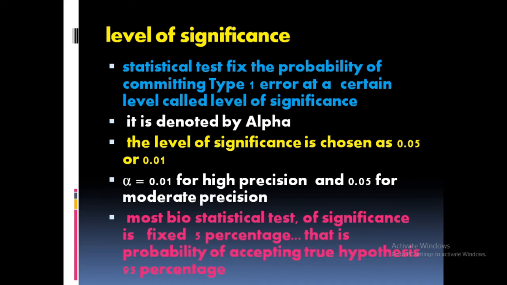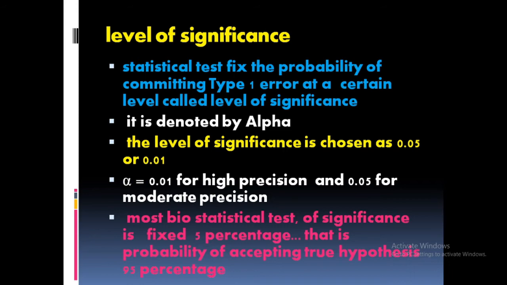Level of significance is chosen as 0.05 for moderate precision and 0.01 for high precision. In biostatistical tests, it is generally fixed at 5%. In most tests of significance, of which there are different types, the level of significance is fixed at 5%. That means the probability of accepting a true hypothesis is 95%. Clear?